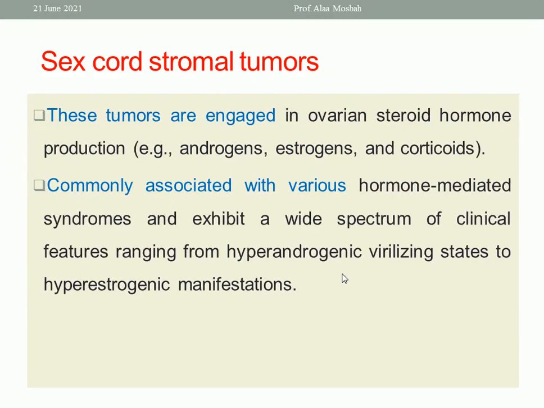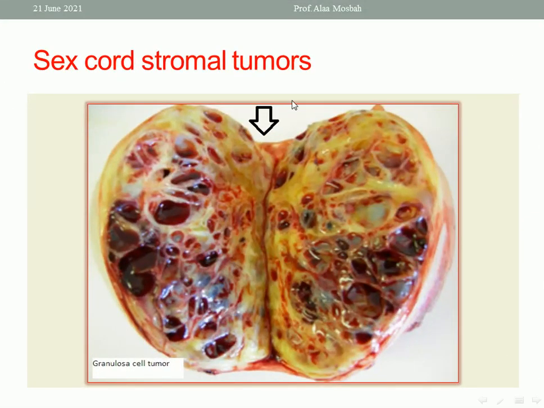These tumors are engaged in ovarian steroid hormone production: androgen from Sertoli cells, estrogen from granulosa cells, and corticoid from steroid cell tumor, commonly associated with various hormone-mediated syndromes associated with hyperestrogenic or hyperandrogenic conditions and virilization, as we mentioned before. This is the picture of sex-cord stromal tumor in cut section.